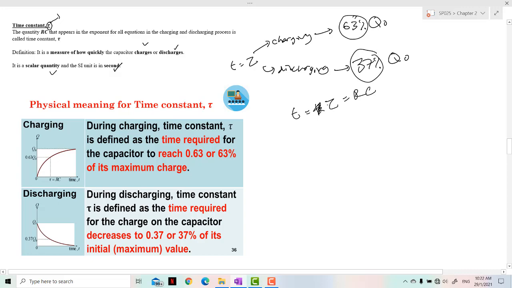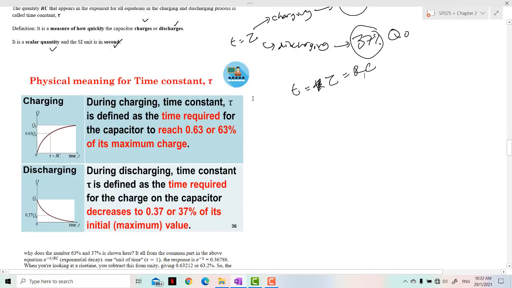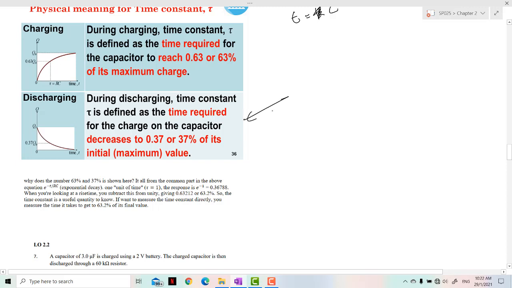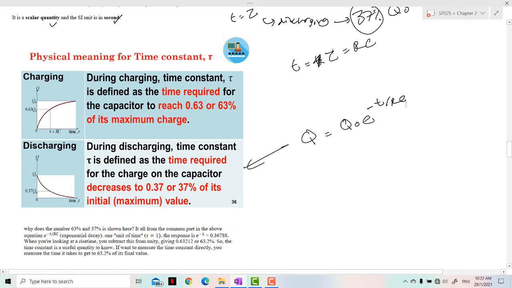So when t equals tau equals RC, let's see what happens for discharging here. For discharging we have Q equals Q naught E to the negative t over RC. So when t equals tau equals RC, you get Q equals Q naught E to the negative 1, because you substitute RC inside. So Q equals Q naught E to the power of negative 1. When you have negative 1, you actually get 0.37 Q naught. So this is the time we define for discharging.